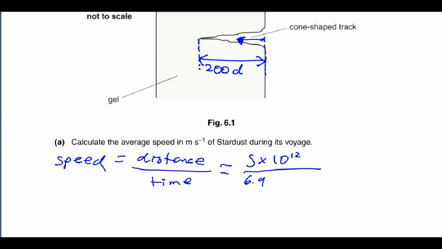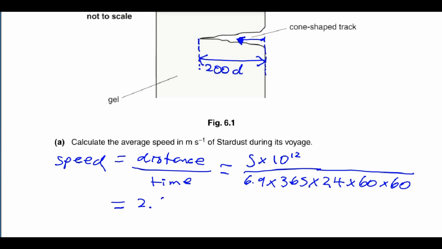We need to convert this into seconds, and this can be done by thinking in 1 year we have got 365 days, each 24 hours, times by 60 minutes and 60 seconds. And this will give you the average speed, which will be 2.3 times 10 to the power of 4 meters per second.